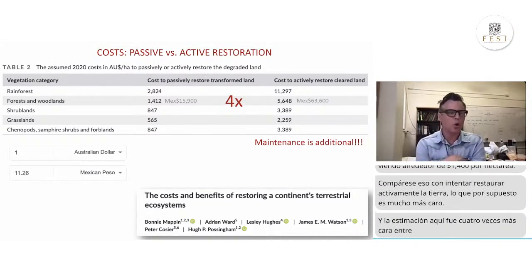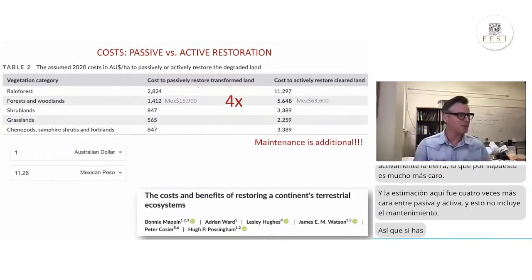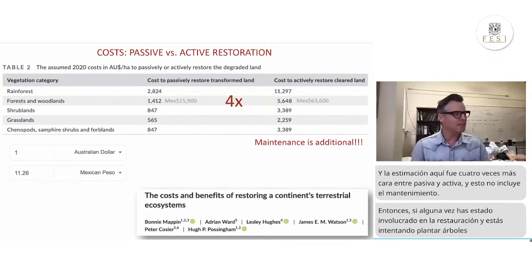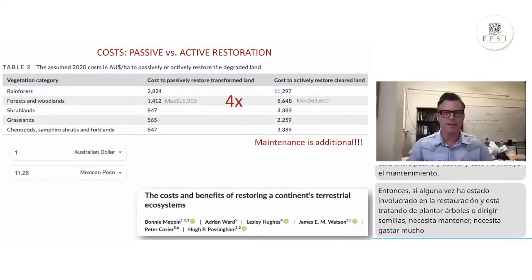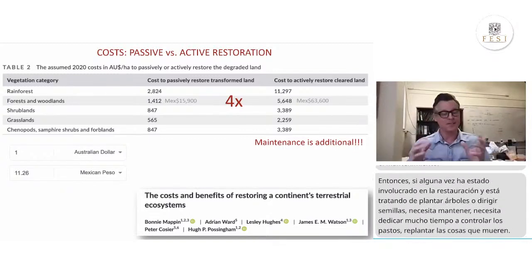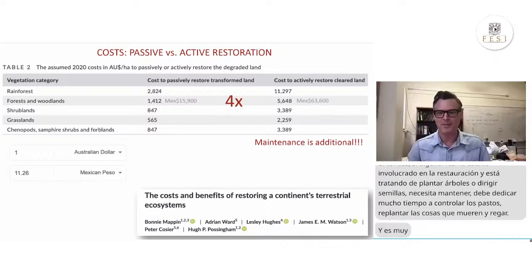And this does not include maintenance. So if you've ever been involved with restoration and you're trying to plant trees or direct seed, you need to maintain, you need to spend lots of time controlling grasses, replanting things that die, and watering, and it's very, very expensive and time consuming.